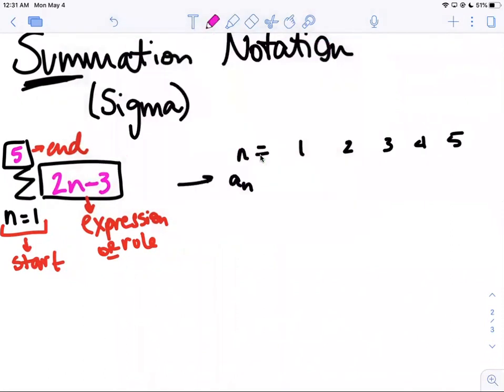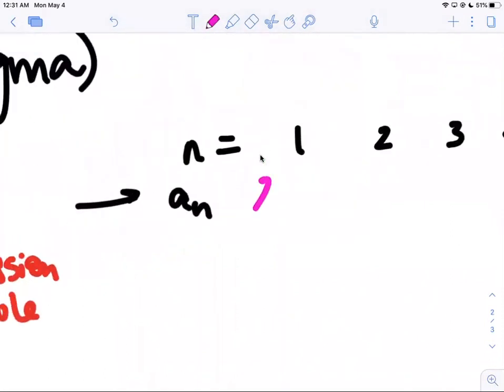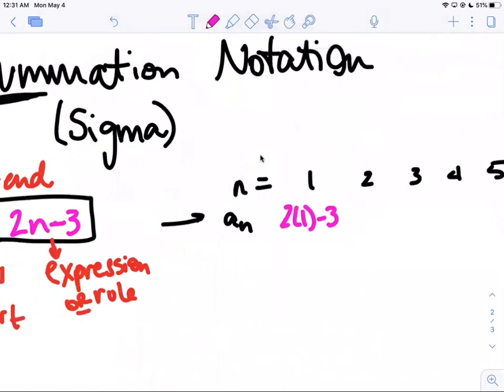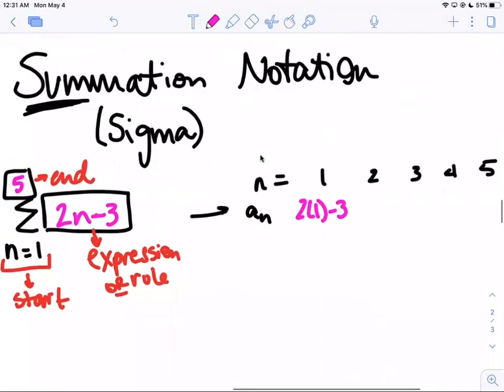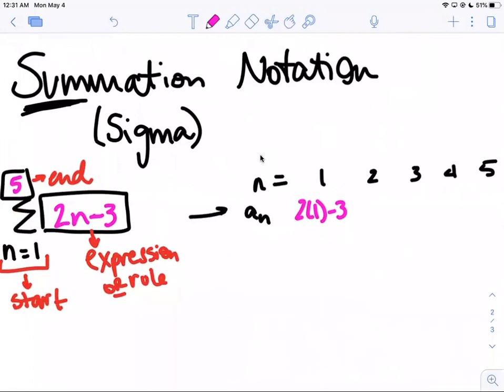For my first one, it's going to be 2 times 1 minus 3. Now, I'm going to be honest, I'm too lazy to write that out each time. We can just write each number. But basically what you're doing is you're erasing an n each time, and we're writing times 1, then times 2, and we build all the way up until times 5. If you need to write them out, please go ahead and do so. There is no shame in doing that. I just did not give myself enough space.